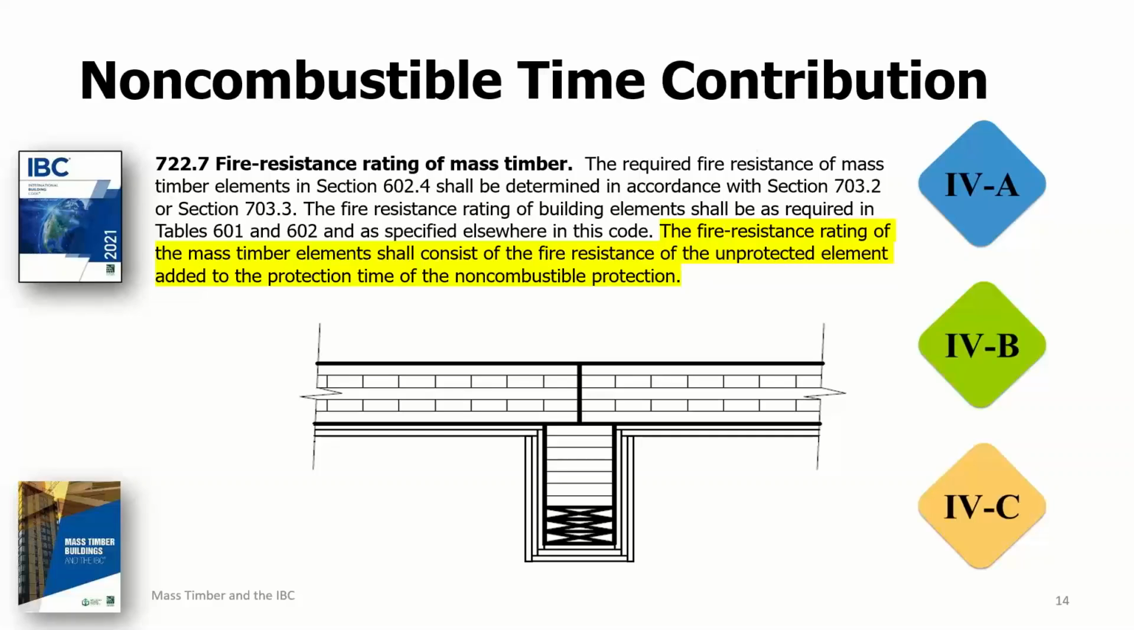On these protected surfaces in types 4A and 4B construction, the non-combustible protection is required to provide at least 2/3 of the fire resistance required for the element or assembly. And the code is explicit about how the fire resistance is determined. It's simply the summation of the fire resistance attributable to the non-combustible protection plus the calculated fire resistance of the mass timber element itself.